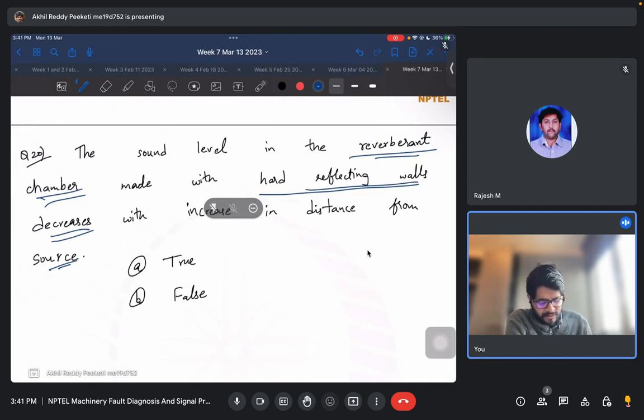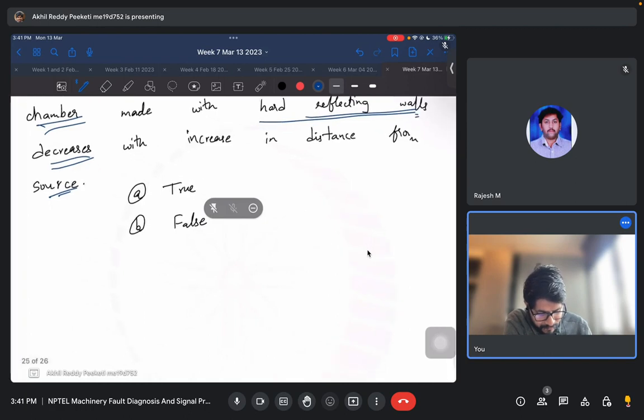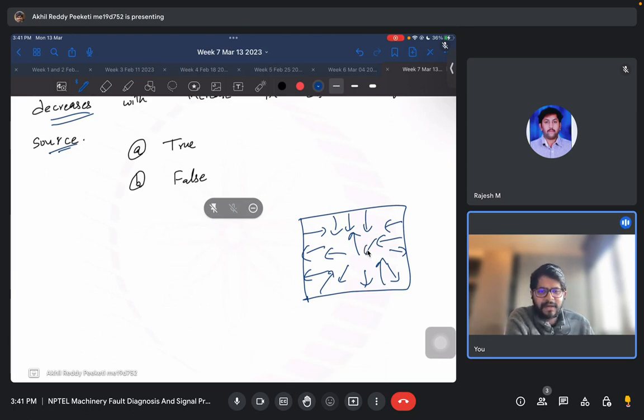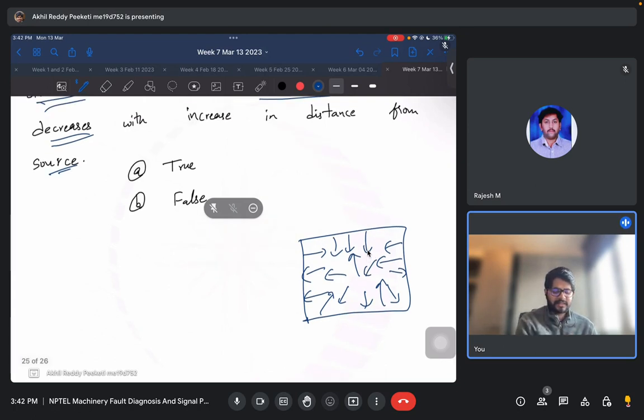It doesn't, right? Because of the presence of the walls, the sound might be reflecting back from all the walls. So it could be the same magnitude or varying magnitudes everywhere, and it doesn't have to decrease with the increase in distance from the source.